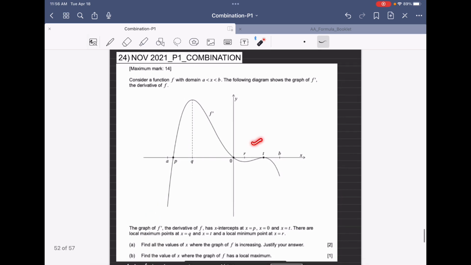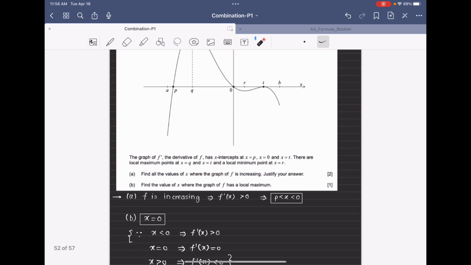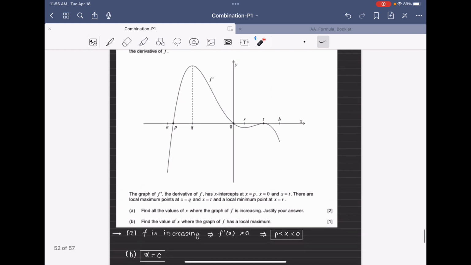This is the diagram of f dash which is given to you. Consider the function f with domain a is less than x is less than b. The following diagram shows the graph of f dash, the derivative of f. This is not a graph of f, this is a graph of f dash, that means derivative. The graph of f dash, the derivative of f has x-intercept p, 0 and t. There are local maximum points at x is equal to q and x is equal to t, and minimum point at x is equal to r.